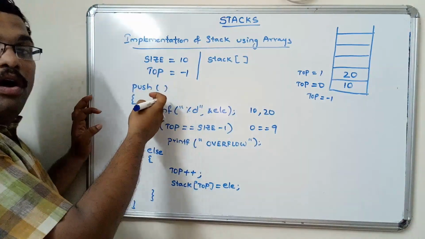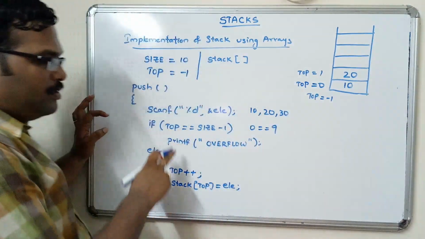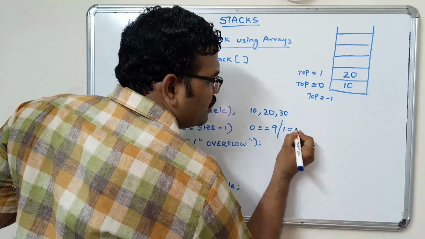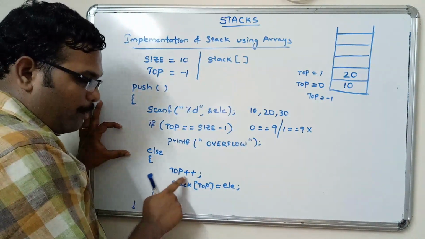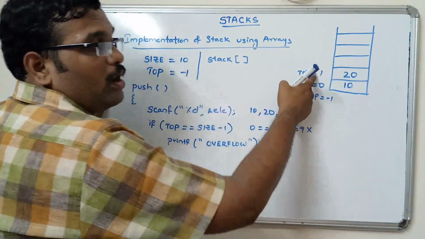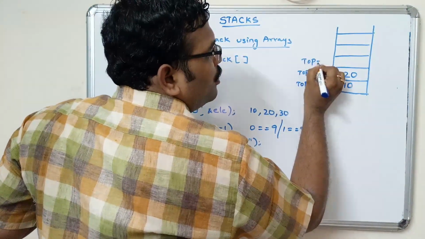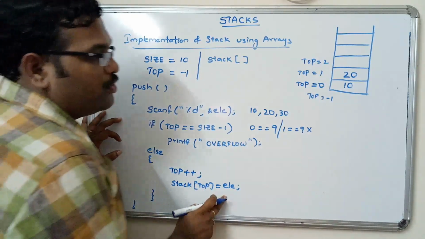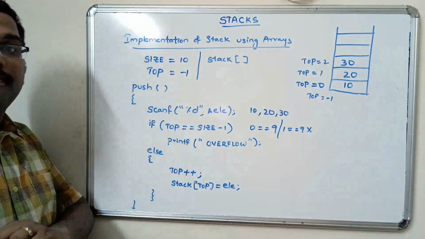Again, if you call the push operation, 30. Top is 1, is 1 equal to 9? Again false, so again the else condition. Top plus plus. Initially top is equal to 1, top plus plus means top is equal to 2. So obviously stack of 2 is equal to element 30. So 30 will be inserted here.